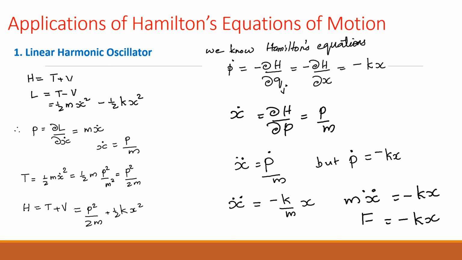And the second Hamilton's equation, x dot equal to ∂H/∂p. So ∂H/∂p, you have to differentiate with respect to p. That will give 2p divided by 2m. So 2 and 2 cancel, and that will be p divided by m. x dot is p by m. Now you have to find x double dot. x double dot will be, you have to differentiate this term again. So that will be p dot divided by m. But we know that p dot is equal to negative kx.